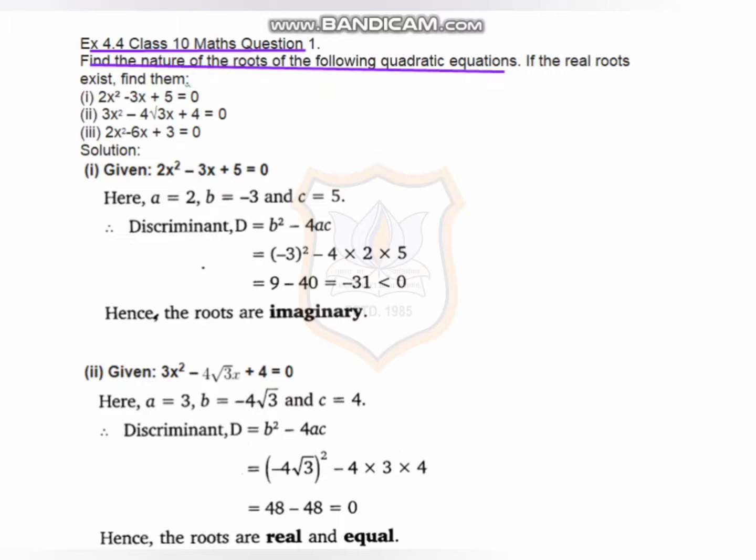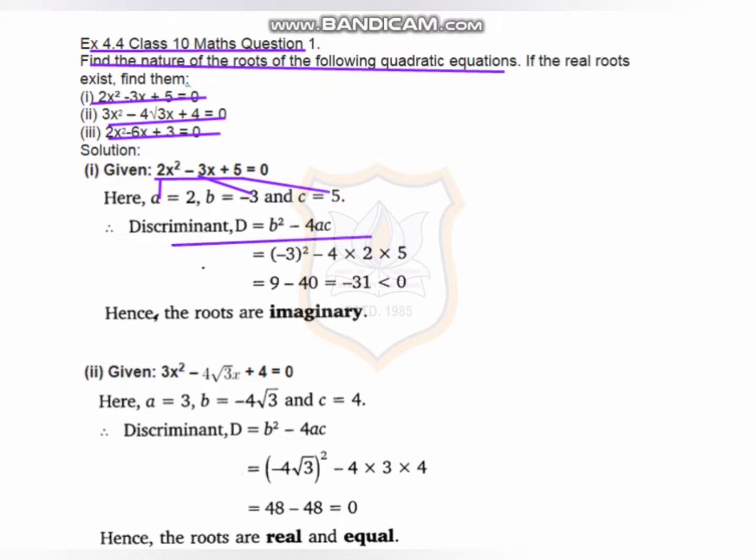Let's start. Here we have three questions. I will solve only two questions and one question you have to solve yourself. First of all, 2x square minus 3x plus 5. Comparing with the standard equation ax square plus bx plus c equals 0, we get a as 2, b as minus 3 and c as 5.